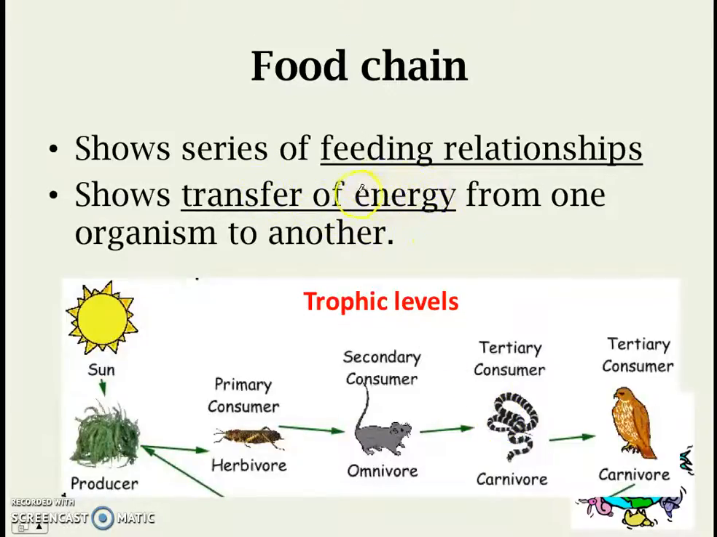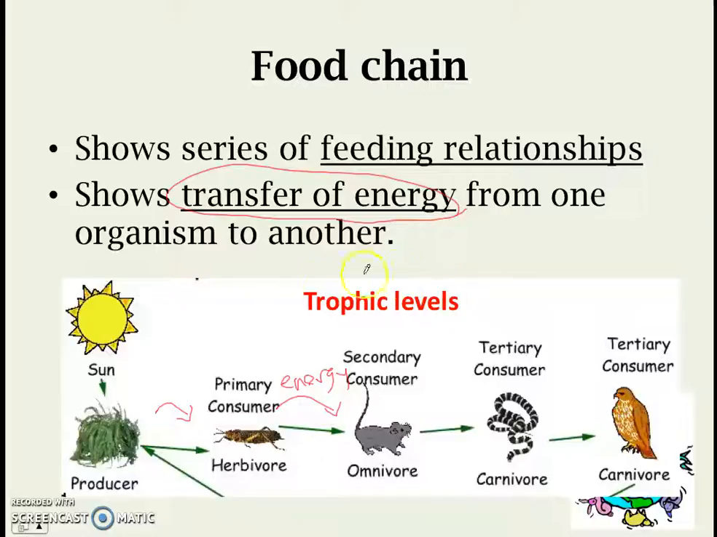Right? It's not just about food or eating, it's about energy being transferred from one organism to another. So we see here that energy ultimately comes from the sun, right? And then our plants take in sunlight, they convert the light energy into chemical energy through photosynthesis, which we'll talk about later. That energy then is passed on, right? From organism to organism, energy is passed on. So these arrows here, they represent the transfer of energy from one organism to another.